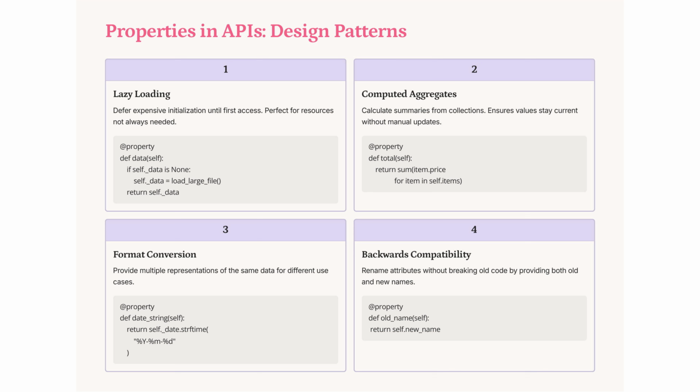Lazy loading defers resource-intensive operations until necessary, optimizing performance. Computed aggregates dynamically calculate summaries, ensuring data remains current. Format conversion offers diverse data representations, enhancing flexibility. Backwards compatibility maintains functionality by allowing attribute renaming without disrupting existing code. These design patterns enhance API efficiency and usability, ensuring robust and adaptable systems.